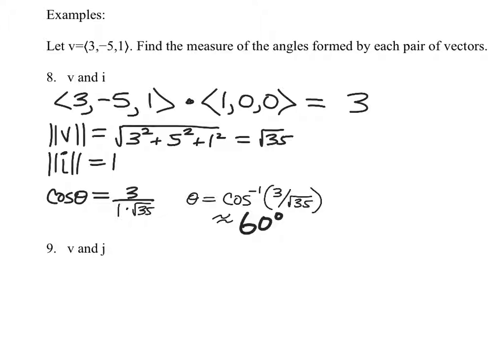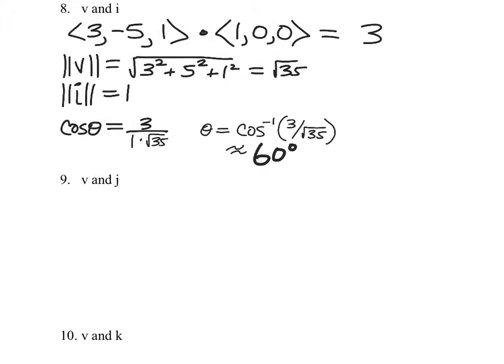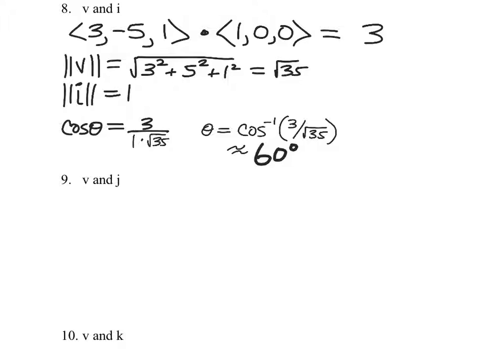If I just need a rough sketch because I want to find a solution for a different kind of problem, then maybe I don't have to do all this work, because I can easily plot 3, -5, 1, and 1, 0, 0, and get a rough sketch of where those two vectors would be in relation to one another. And if I don't need to do anything beyond that, then I wouldn't do any of this work, because I could just eyeball what that angle would be. But in this case, I needed to figure it out.